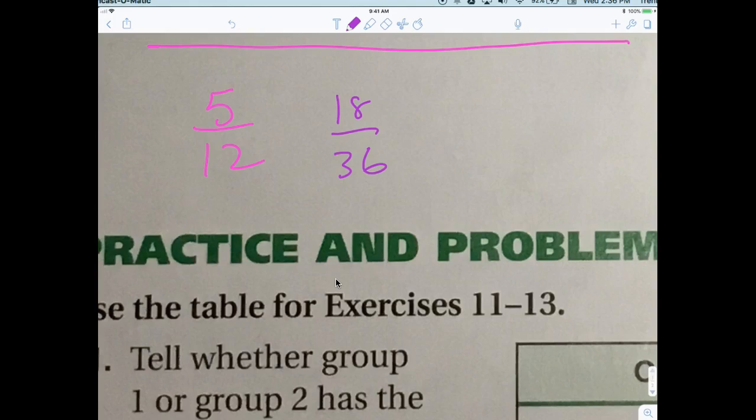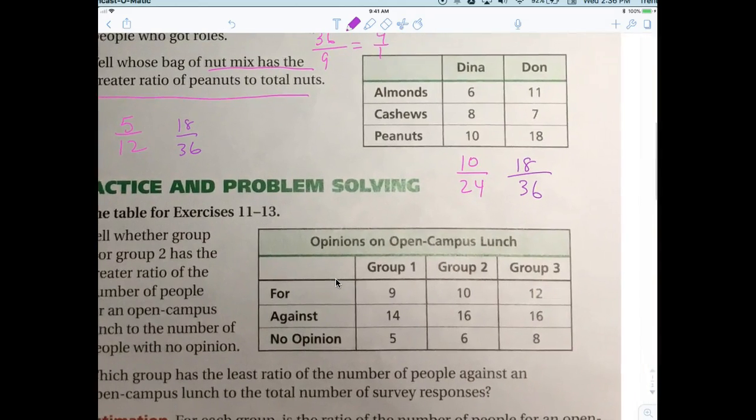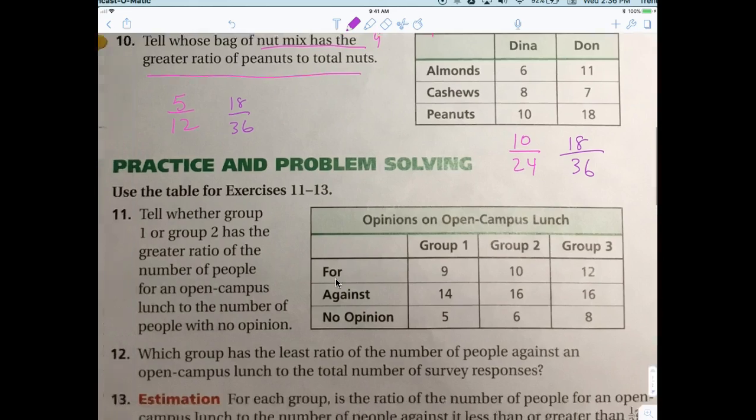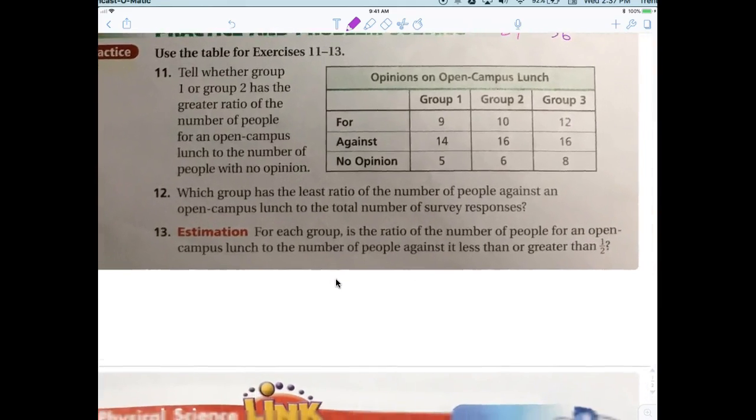What's the person's name? Dawn. Let's look and see. Dawn, yeah. Done. Now let's look at 11. Here we go, guys.